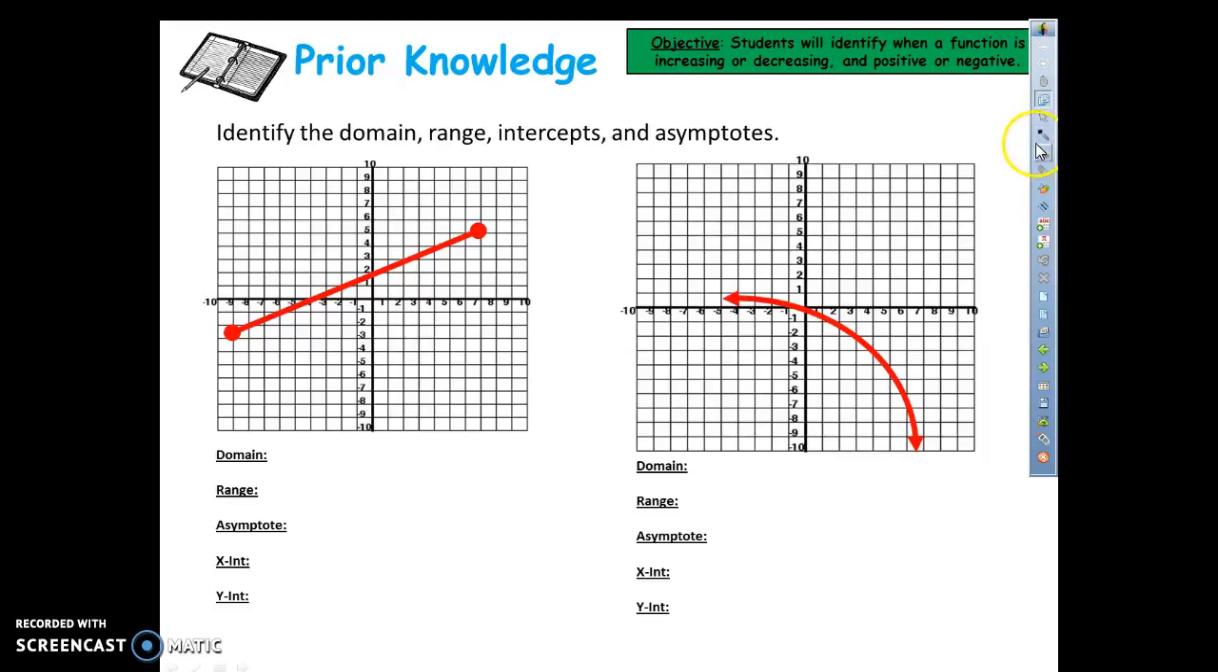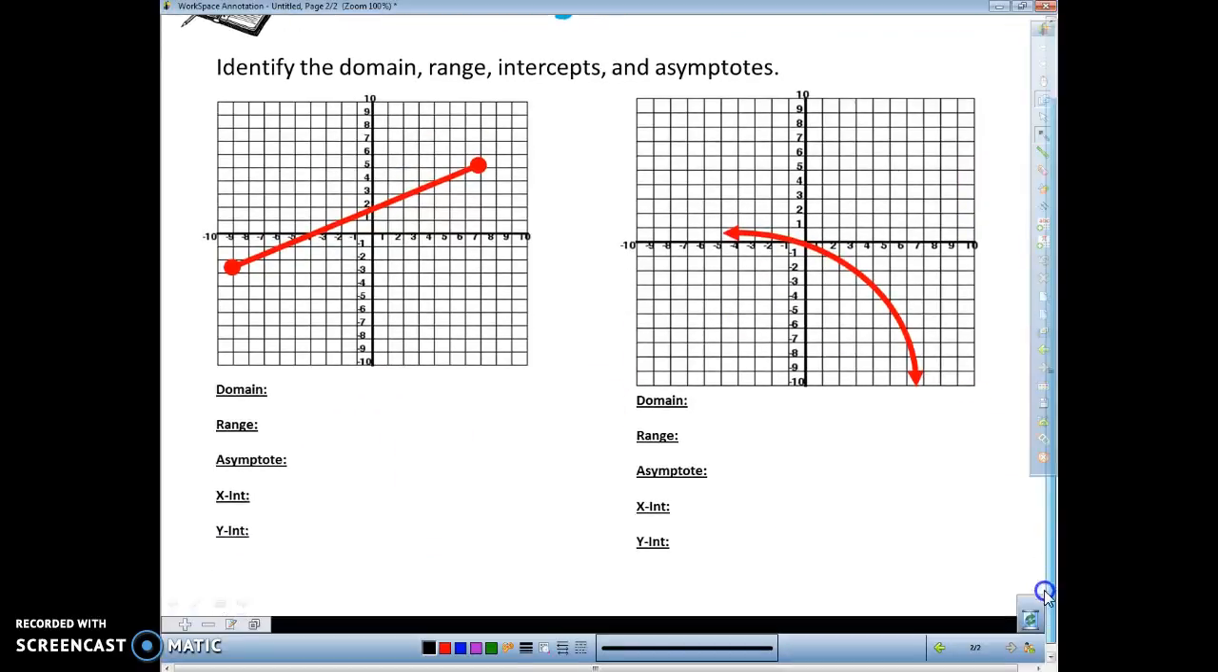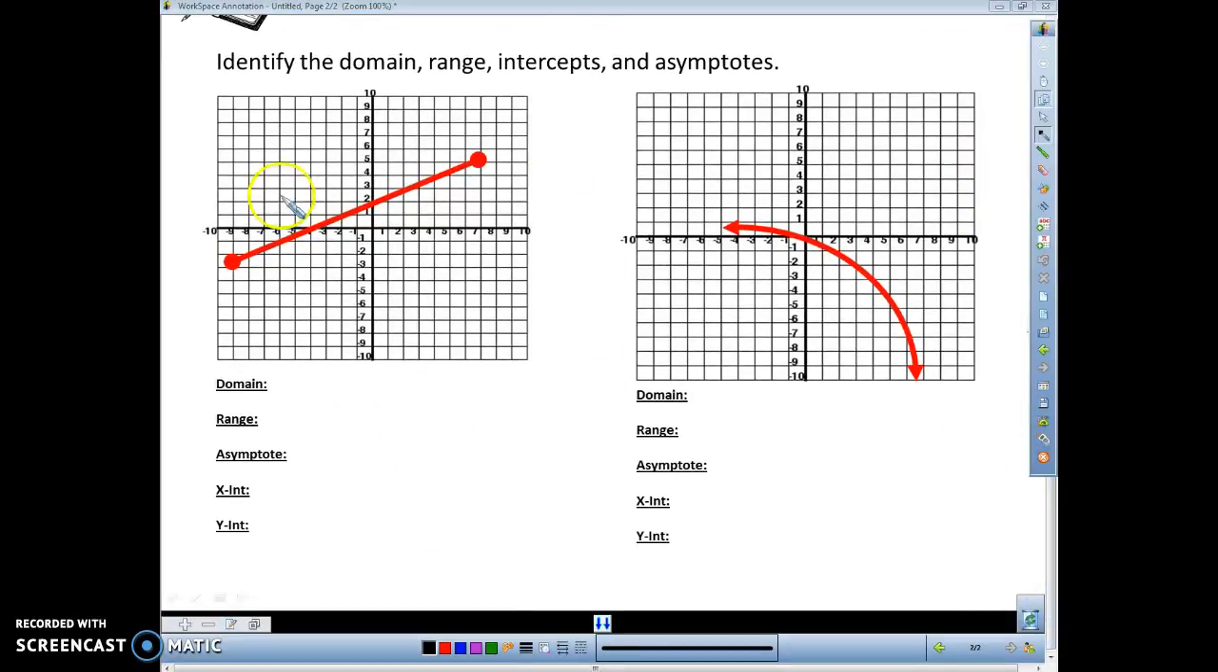Okay, yesterday, or I guess today, we talked about identifying domain, range, asymptotes, and intercepts of functions. Just really quickly going over these. This one I feel like you should be able to do. So I'm going to do this one first, and I want you to try the next one on your own.